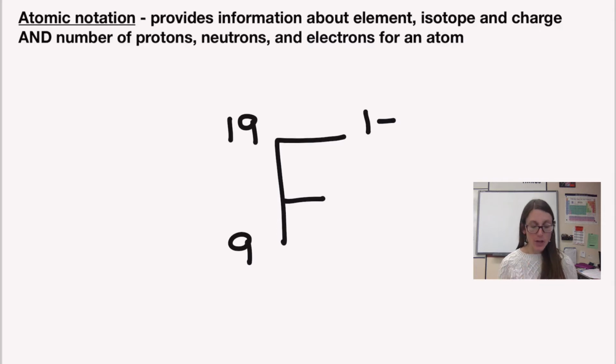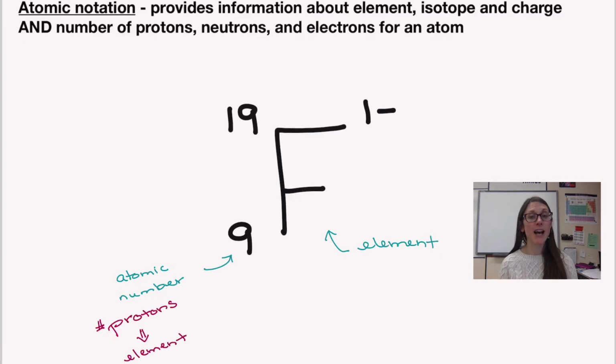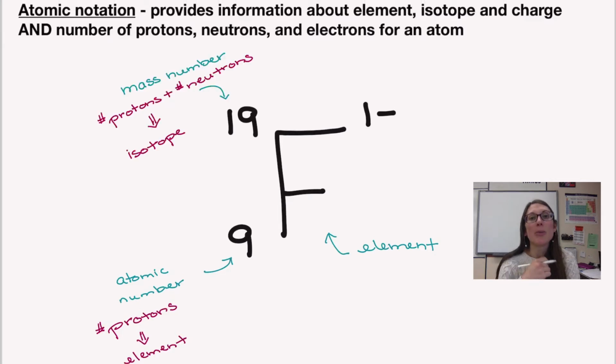So you'll see in the middle you have the element symbol, and then there are three numbers around it. The number on the bottom left is called the atomic number. The atomic number indicates how many protons are in an atom and therefore specifies which element it is. The number at the top left is called the mass number. This indicates the mass of the atom, and it is due to the heavy parts of the atom, and so that mass is equal to the number of protons plus the number of neutrons present in the atom. And so this is going to tell you which isotope you have of a particular element.